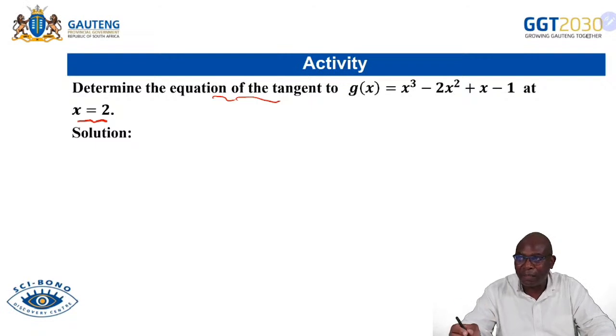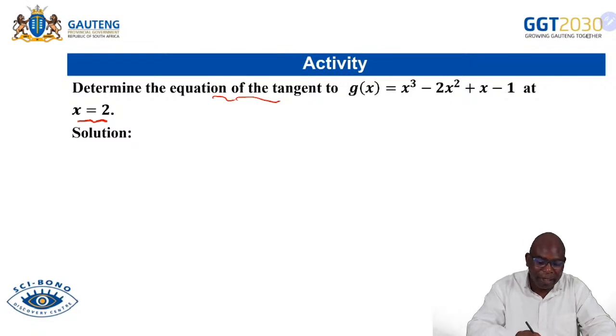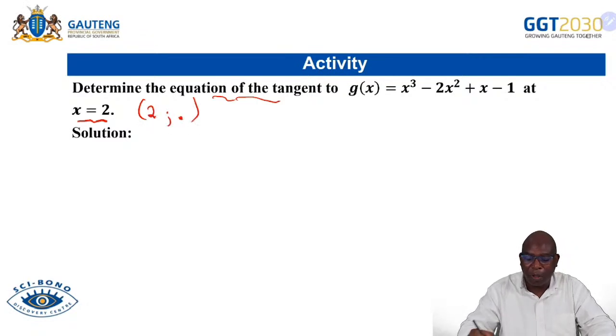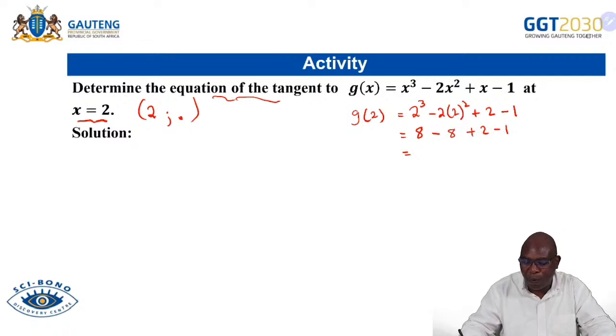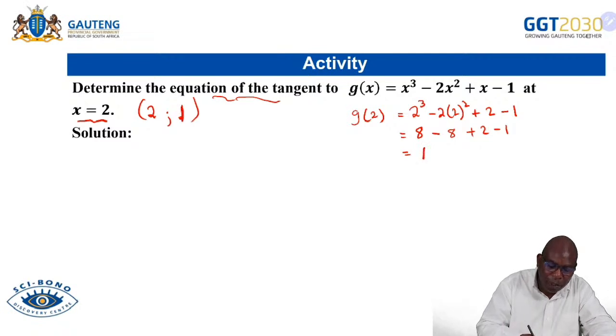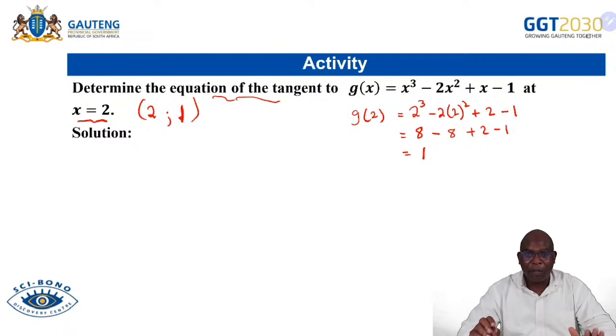I need to first substitute the value of x by 2 so that I can get my y value, so that I can get a point in this form. I already have 2, but I don't know what is my y value. So I must substitute first g of 2 equals 2 cubed minus 2 into 2 squared plus 2 minus 1. So my calculator there will give me 8 minus 8 plus 2 minus 1. So the answer there will be 1. So my point here will be 2 and 1. So I have a point now. Now I'm settled, I've got a point.